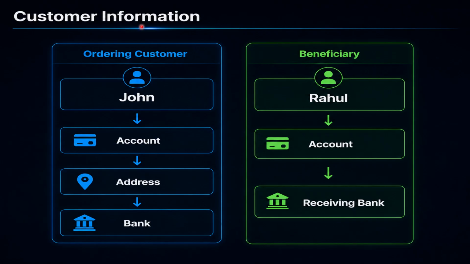Customer information. MT103 clearly identifies both parties involved in the payment. The ordering customer is John. His details include his account number, address, and bank. The beneficiary is Rahul. His details include his account number and receiving bank. These details ensure that the payment reaches the correct recipient safely and accurately.